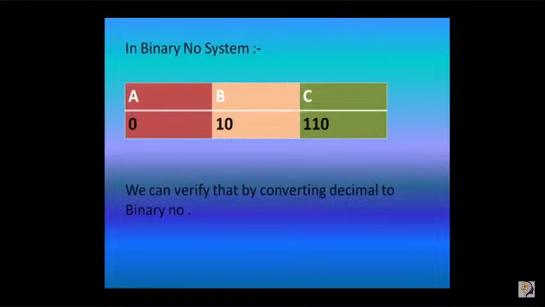For A class, the default mask is 255.0.0.0. For B class, the first two octets are 255, which is all ones in binary. In a subnet mask, the ones represent the network portion and the zeros represent the host portion. For A class, the first octet is network and the rest is host. For B class, the first two octets are the network portion and the remaining are host. For C class, the first three octets are network and the last octet is host, which is zeros.